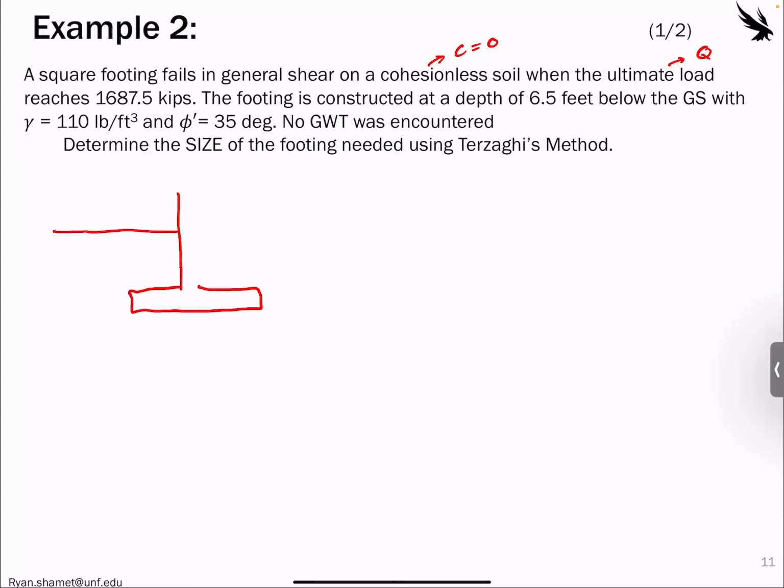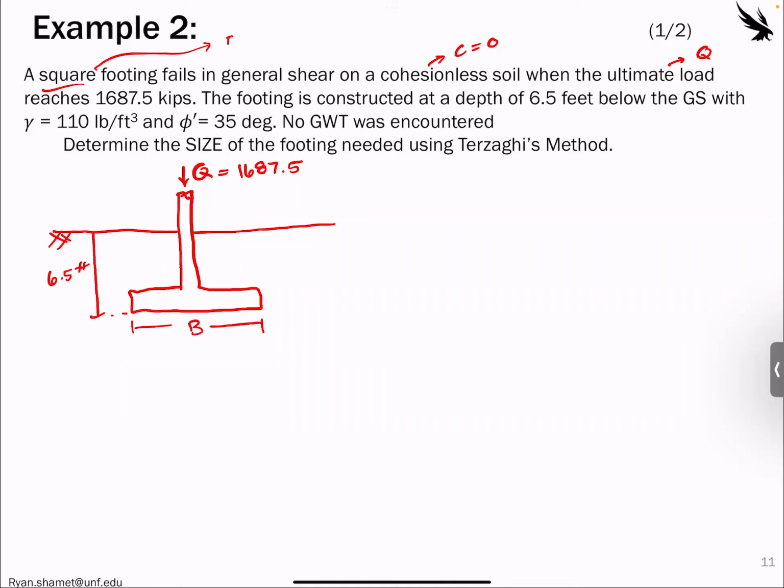So we have this footing. We know it's a square footing. We know the Q that it applied was 1687.5. We know that it has a depth of penetration of 6.5 feet. We know the width and the length are unknown, but we know that it's a square footing. So we know that the width is equal to the length.